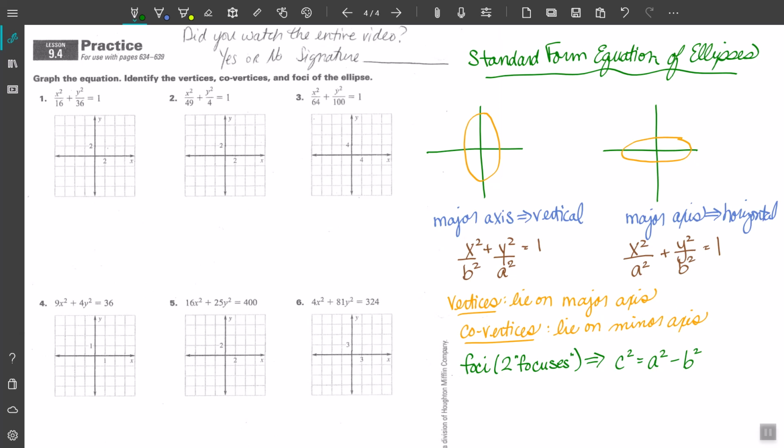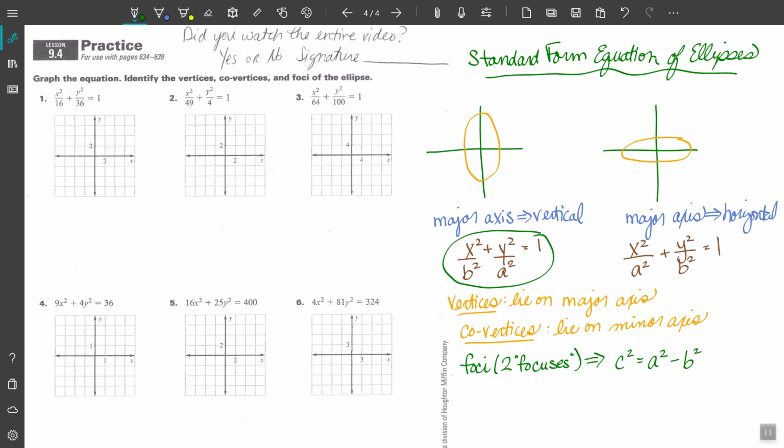We're also dealing with the standard form equation of ellipses that have the origin as their center, just like we did with our circle. When you have a major axis that is vertical, it takes this standard form equation right here, where your a squared term is going to be underneath your y squared term. Over here, if the major axis is horizontal, then you have the reverse scenario. So in this case, your a squared is underneath the x squared term.